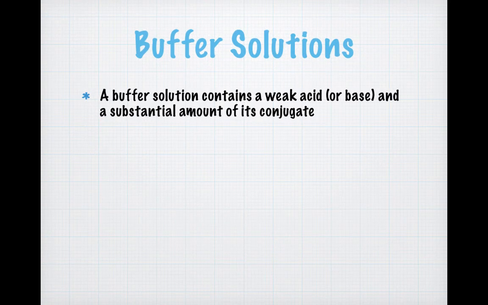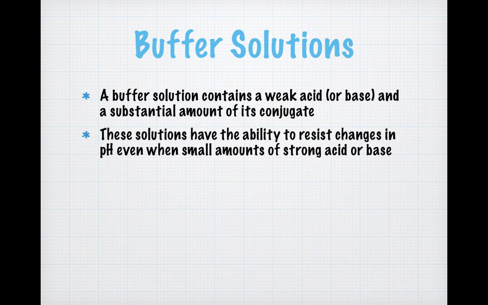So what we mentioned before is when we have some of a weak acid or a weak base, and we add a substantial amount of its conjugate, we have something that is called a buffer solution. Now what makes buffer solutions so special? Well, they have both an acid and a base present in that solution, and they don't neutralize each other because they're conjugates. And that gives these solutions the ability to resist changes in pH even when small amounts of strong acid or strong base are added.